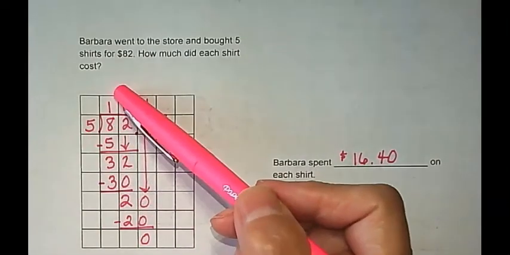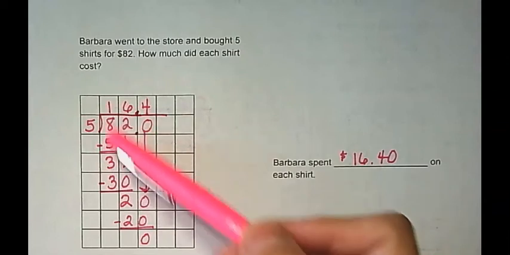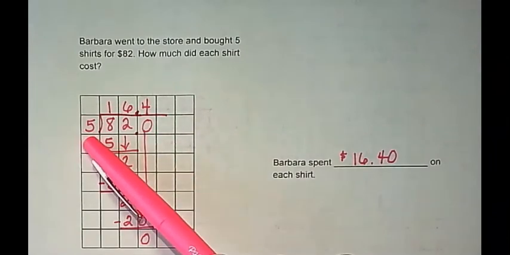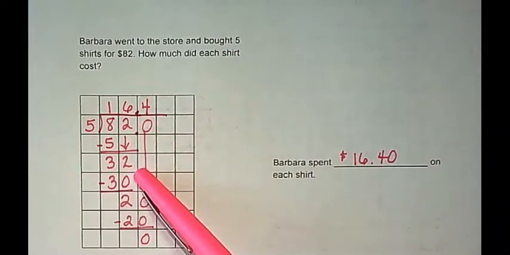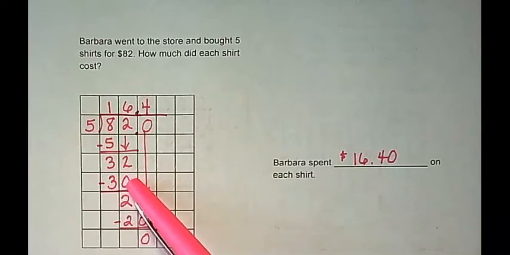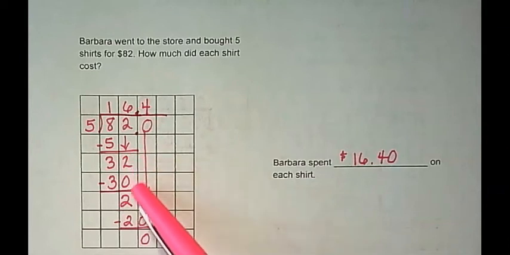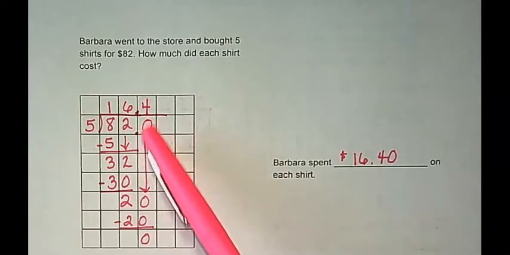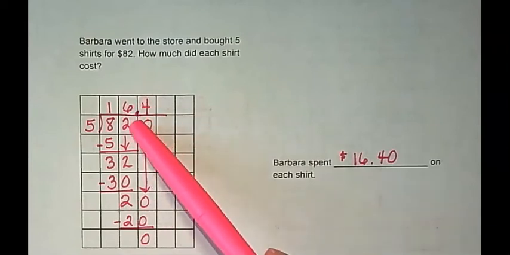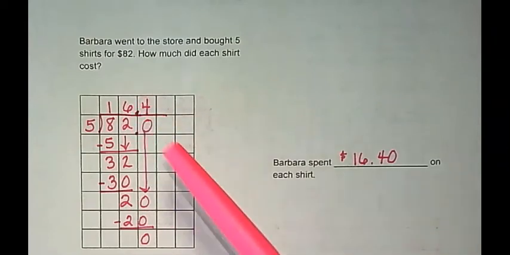5 divides into 8 once. 1 times 5 is 5. Subtracting, we get 3. 3 is less than 5, so we're good. Bring down our 2. 5 divides into 32 6 times. 6 times 5 is 30. Subtract, and we have 2 left over. So we can't have a remainder. We add our decimal points in 2 places here, in the quotient and in the dividend.